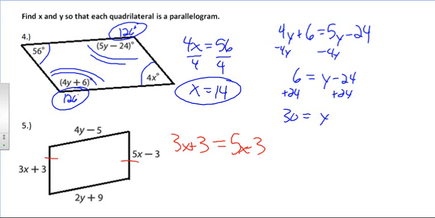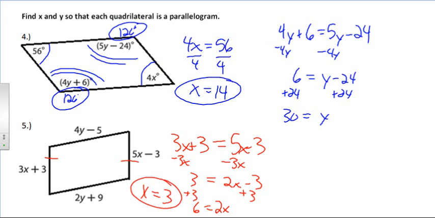And then when I solve for x by subtracting 3x and adding my 3, I get x is 3. Plug it back in, 3 times 3 is 9, plus 3 is 12, and 5 times 3 is 15, minus 3 is again 12. So now we know we got that one right.